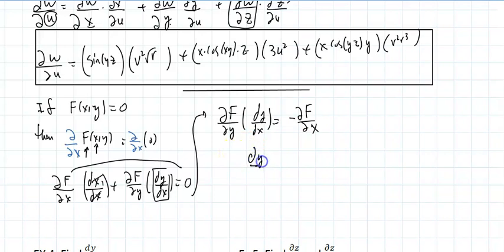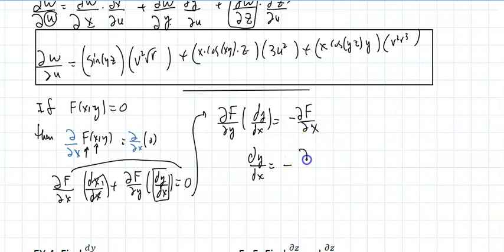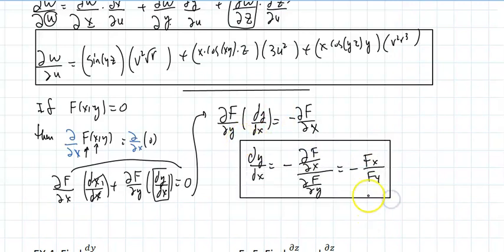And I'll get dy dx to equal negative the partial of f with respect to x divided by the partial of f with respect to y, which is negative f sub x over f sub y. That's very important if I'm given an equation. If I'm given everything on one side, 0 on the other side, it seems I could make use of that, and that's a very nice property to have.